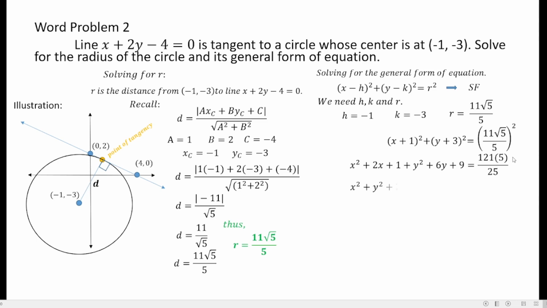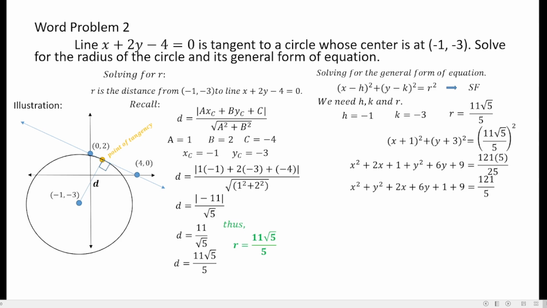Then from here, I can just actually simplify 5 and 25, right? Because that's actually 1 over 5. So cancel 5, we have 5 left here. Then I also arrange the left side, so that should be x squared first and then y squared. You have 2x plus 6y plus 1 plus 9, following the format of the general equation.